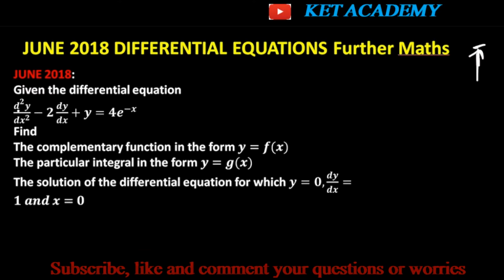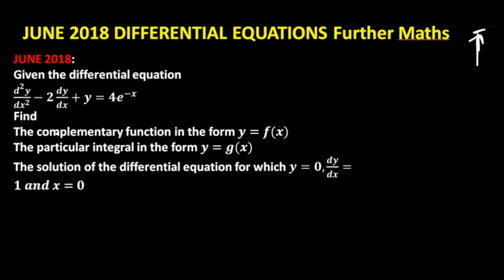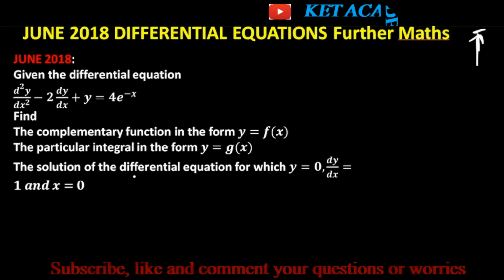This is question 1, I guess. The question says that given the differential equation d squared y over dx squared minus 2 dy dx plus y equals 4e to the minus x, find the complementary function in the form y equals f of x, and the particular integral in the form y equals g of x. And finally the solution of the differential equation for which y is 0, dy dx is 1 and x is 0.